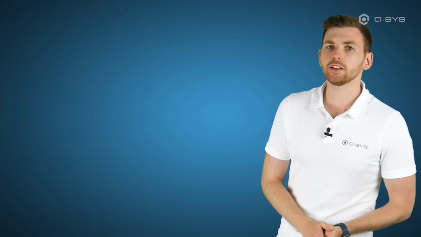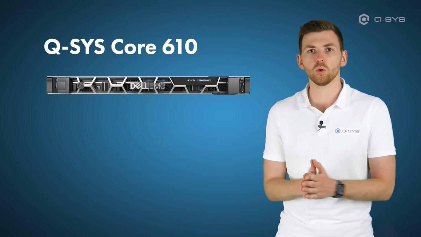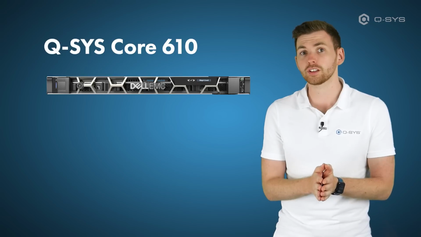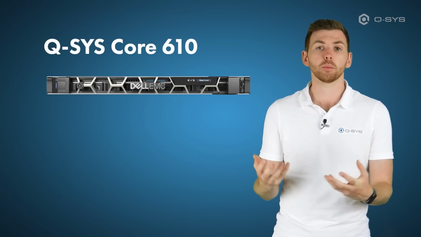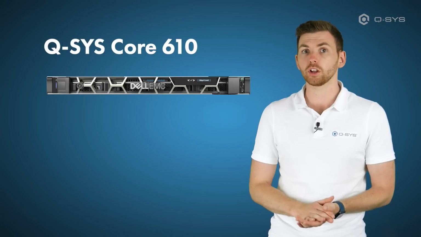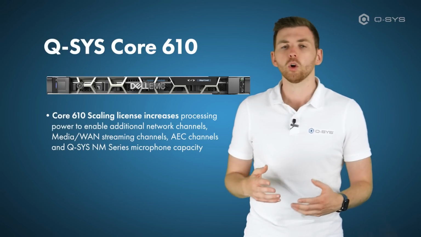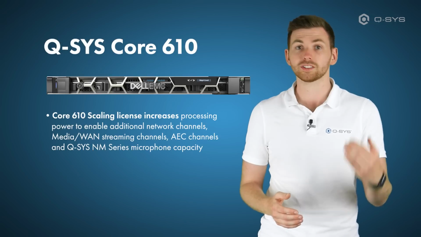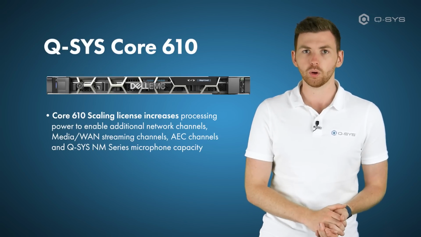Now let's take a look at the Core 610, which is of course one of the most powerful Q-SYS cores. However, even the Core 610 is eclipsed by something like the Core 5200, which has double the processing power, double the network audio channel count. And there are situations in a particularly large project where you might want a little bit more than what the Core 610 can offer, but you don't need to go all the way to a Core 5200.